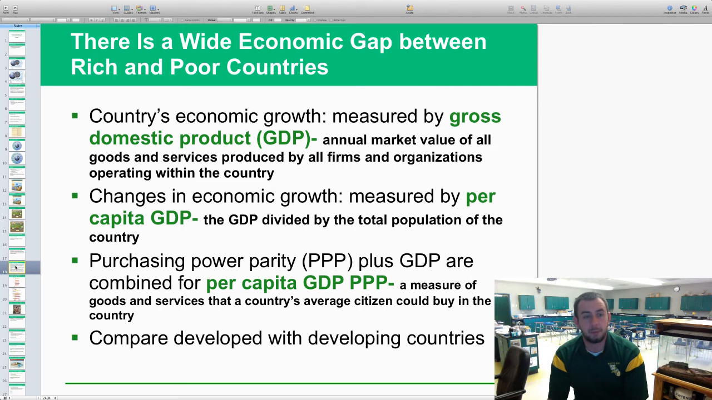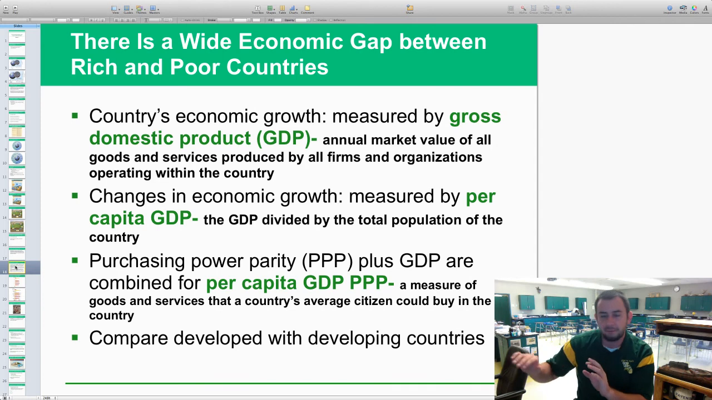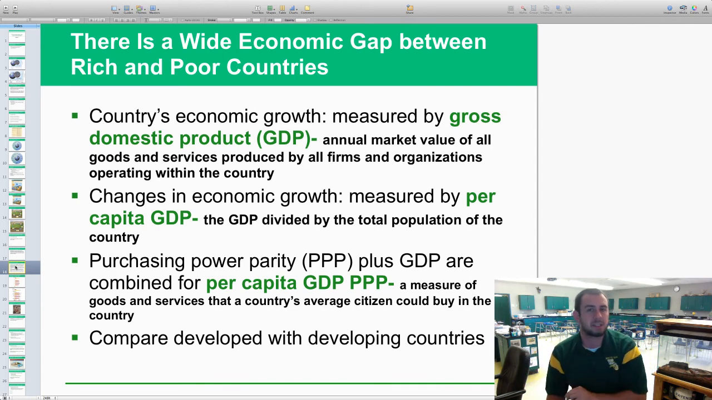Changes in that economic growth are measured by what we call per capita gross domestic product, or per capita GDP, and that's just taking that GDP, dividing it by the total population of a country, and you get the change in economic growth. And probably the biggest one where we can really see how countries stack up against each other is what we call purchasing power parity plus GDP, combined as per capita GDP PPP. It's a tongue twister, but it's basically a measure of the goods and services that the country's average citizen, the typical average Joe, could buy in that specific country.